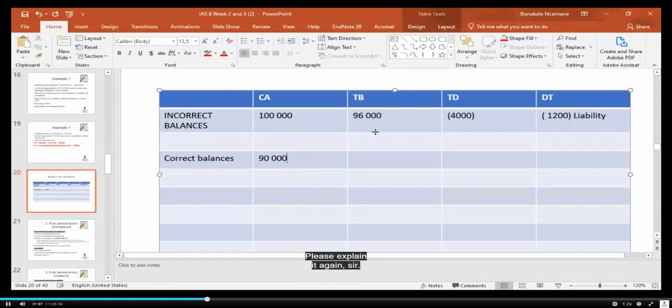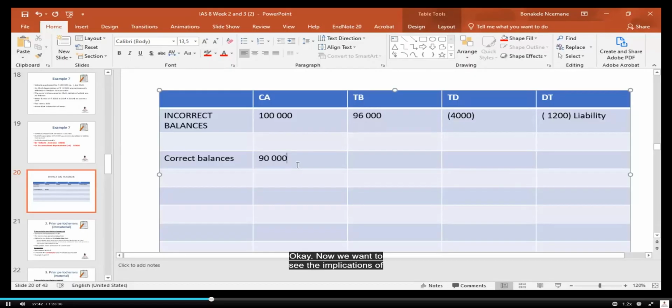Please explain it again, sir. So yes, remember we are now calculating the deferred tax, the implications of this. Mistakenly, there was an error where 10,000 was not taken into account. In other words, the carrying amount of the asset would have been 90,000 had it been depreciated by 10,000. Do you agree with me? Oh, I see, sir. All right, thank you.